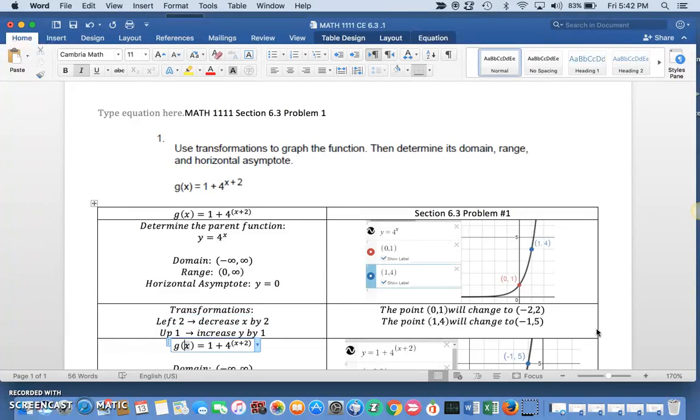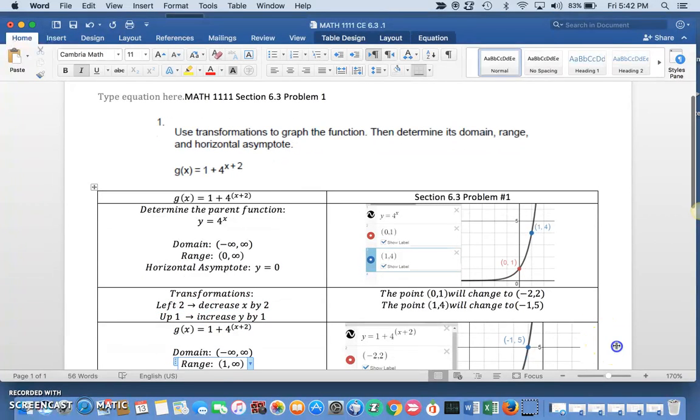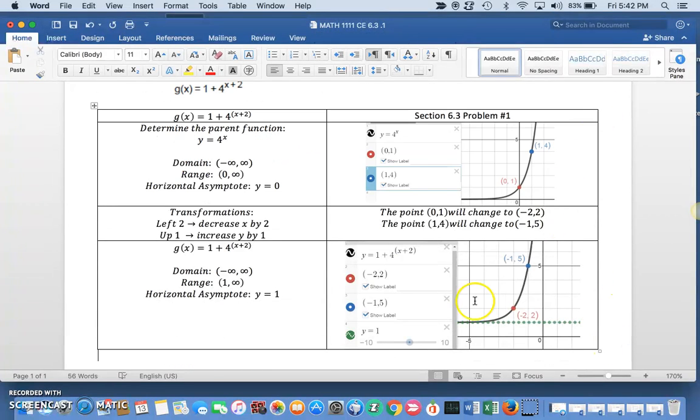Okay, then, so when you actually graph it, it should look like this. Its domain is still going to be all real numbers. When it's all real numbers, you shift left and right, it's not going to change it. The range will change because you shifted it up. So instead of it being 0 to infinity, it's 1 to infinity.